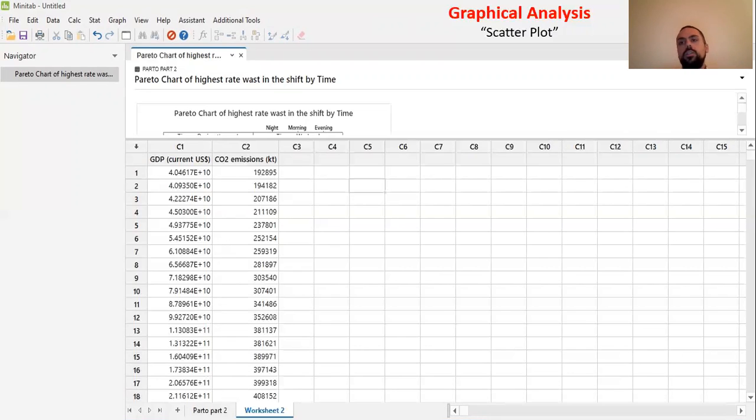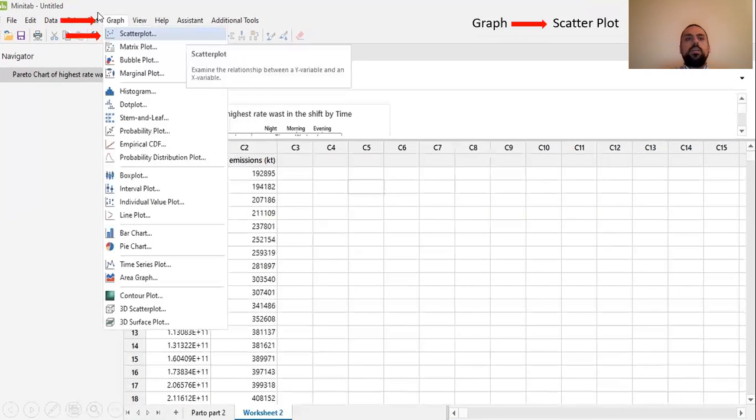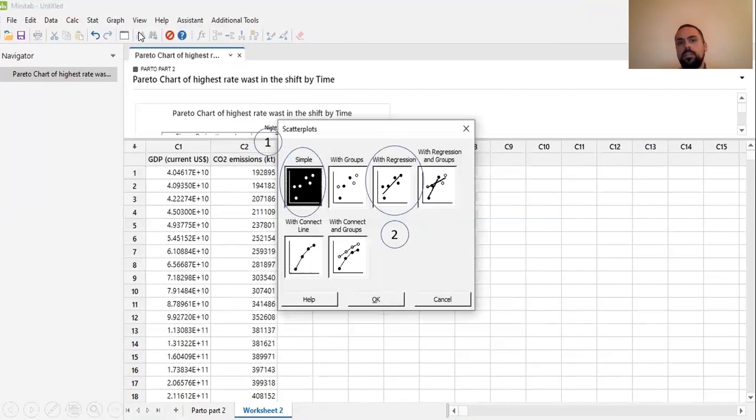We measured these two variables for several years. And now we want to know if there is a connection between CO2 emission and GDP. So in this situation, we use the scatter plot. On the top of the graph, we select the scatter plot.